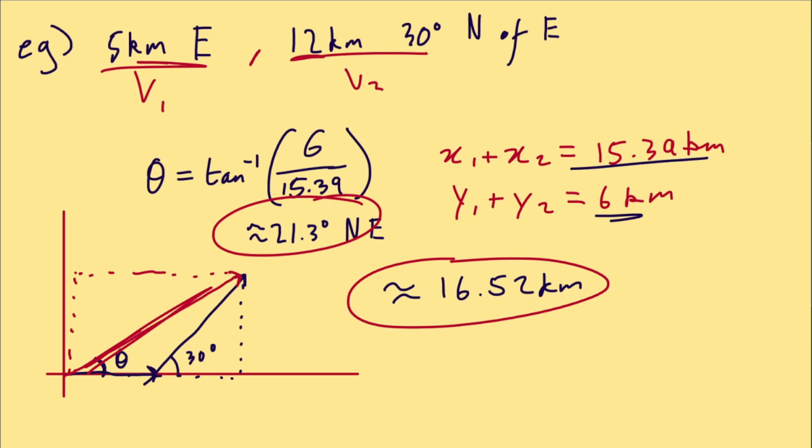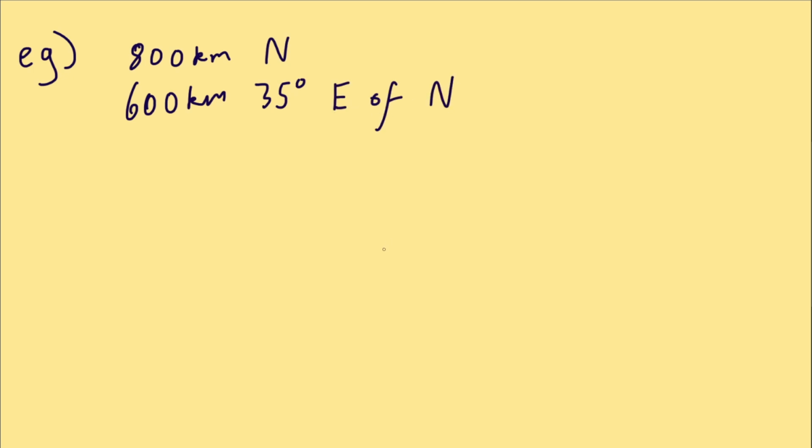There we go. Let's go through a bit of a harder example. This one has 3 parts, so it's got 3 vectors going on, not just 2 like the previous one. Imagine a fighter jet on a recon mission. And first, he moves 800 kilometers north. And then let's say he gets spotted and he has to escape. So then he goes 600 kilometers, 35 degrees east of north.